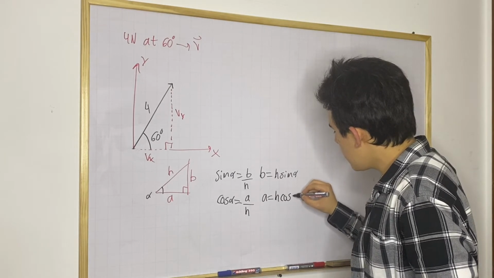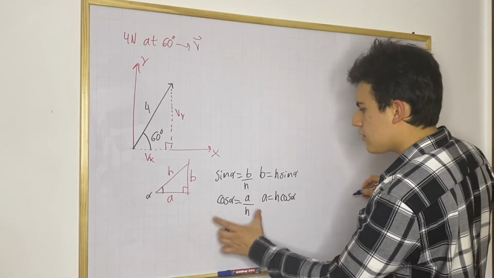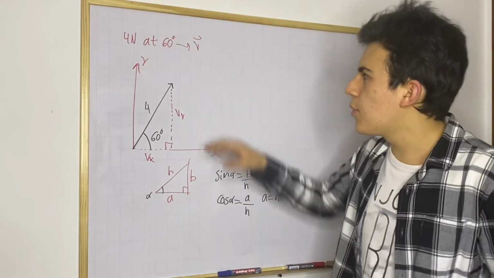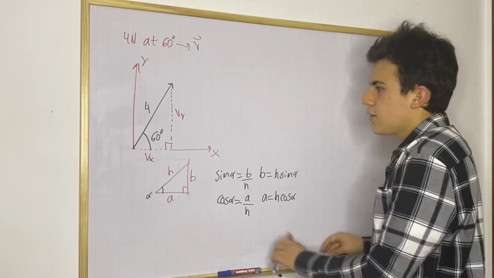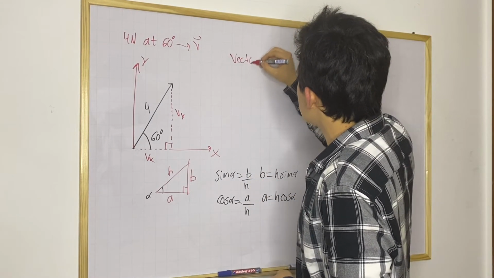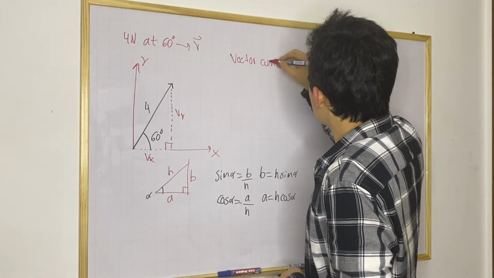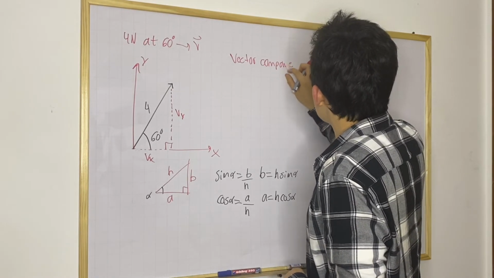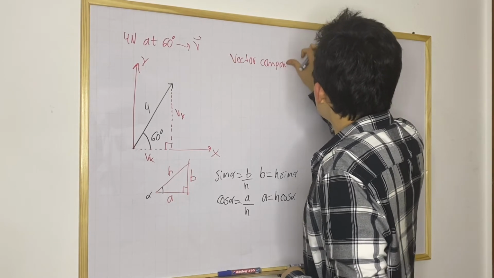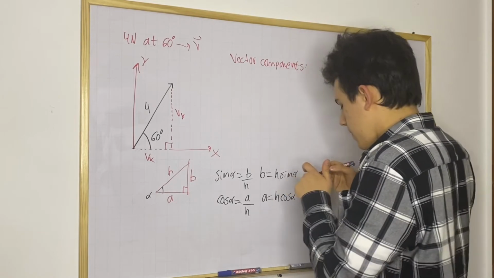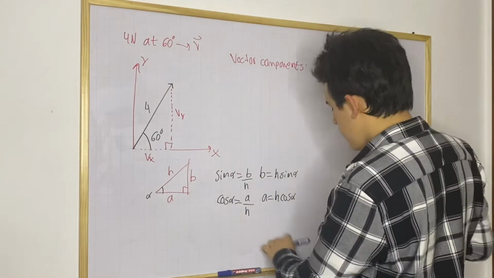Now, if you follow this line of reasoning and these equations, you just found the vector components for v, okay? So now let's try to do that. So we're going to say that the vector components are going to be vy.